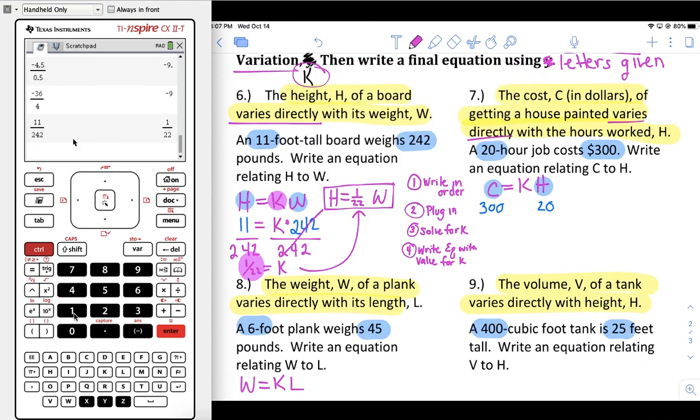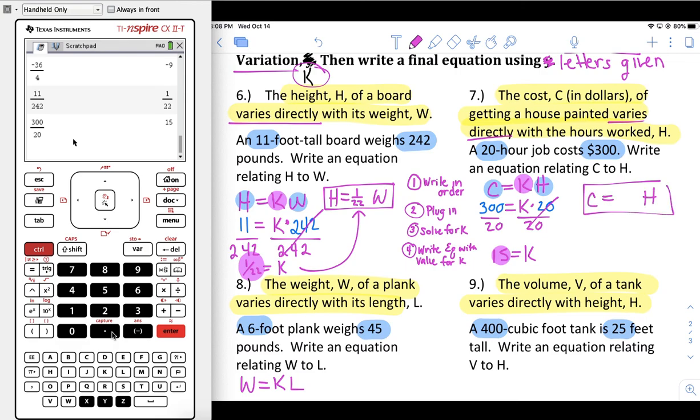So I'm going to keep the equals K. And if I need to get k by itself, that means I'm dividing by 20. The 20s are going to cancel. Let's type this in. So we're doing 300 divided by 20 gives me 15. So that means my k is 15. I've already plugged it in. I've already solved for k. Now I need to take that 15 and plug it back into my original equation. So I keep the c, keep the h, but I'm just plugging the 15 in where the k was.